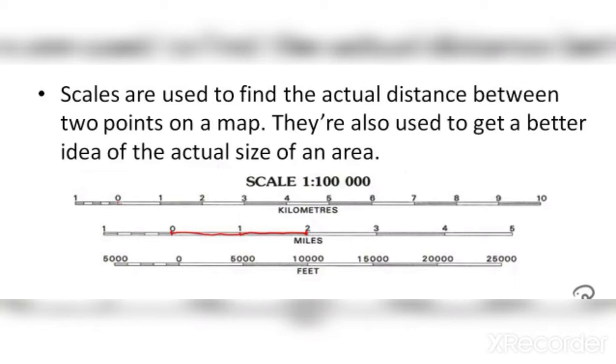Suppose the map distance between Delhi and Jhansi is 4 cm and the ground distance between them is 400 km. Then the scale is 4 cm is to 400 km, or 1 cm is to 100 km.